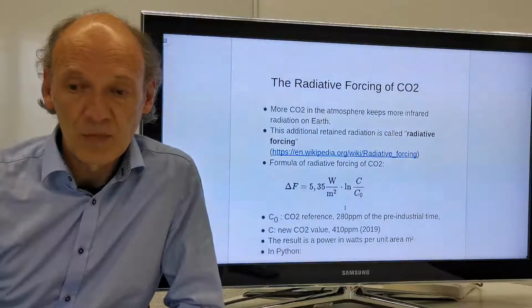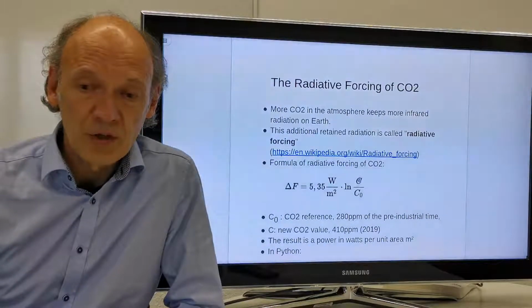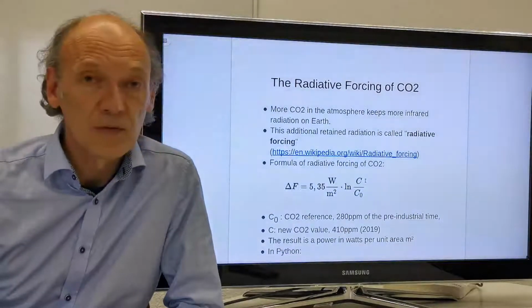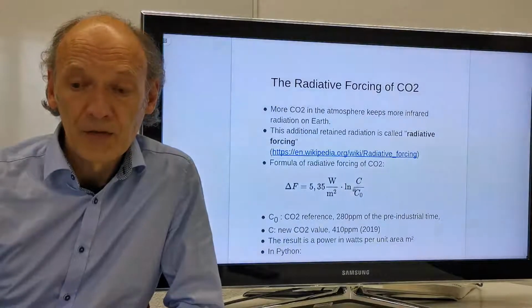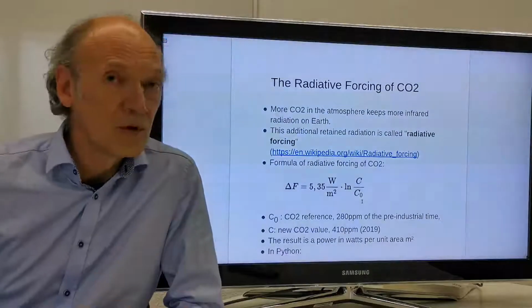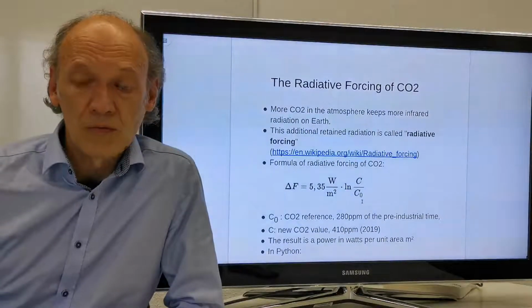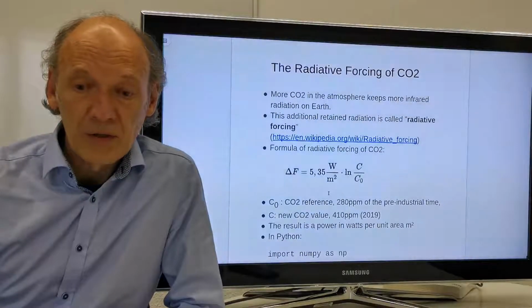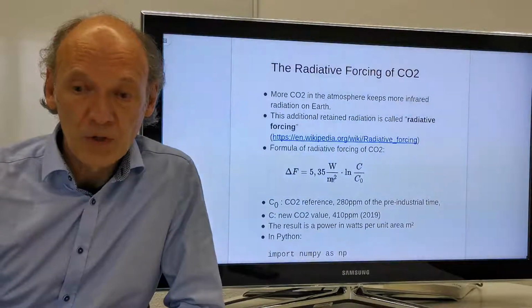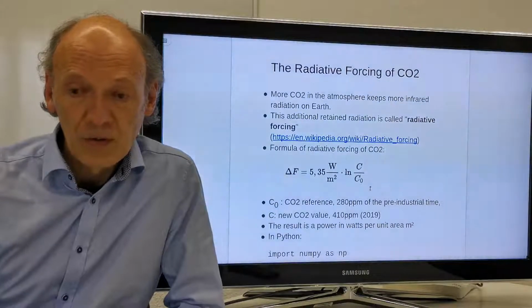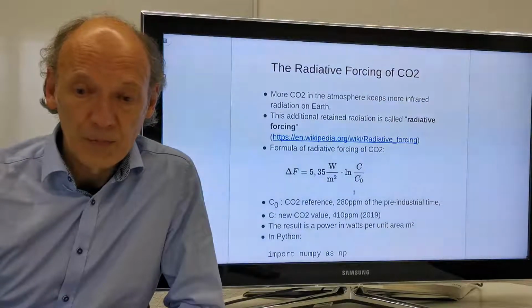And this is the formula, and we see there are two variables here. C is the new concentration of CO2, for instance the current concentration, and C0 is the reference concentration. For our purposes, we take the concentration of the pre-industrial levels. The result is then a power per square meter. Right, so now we can just plug in the numbers.